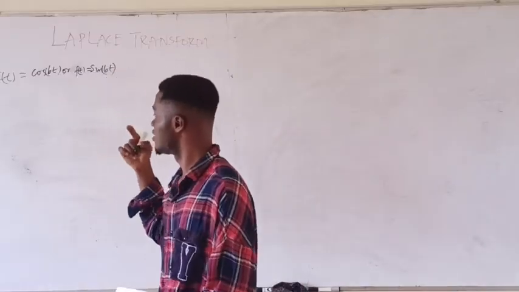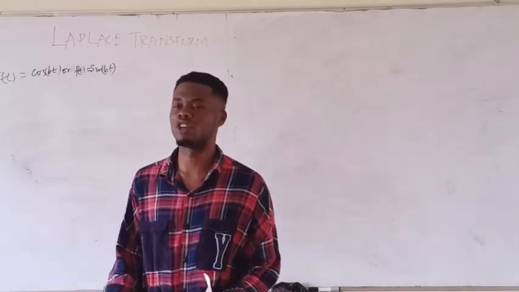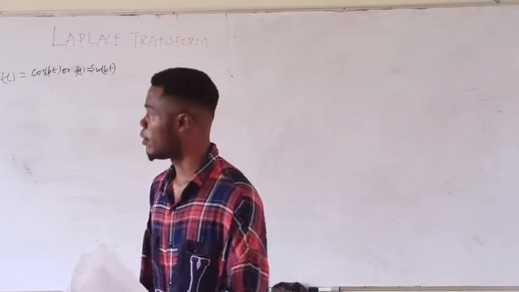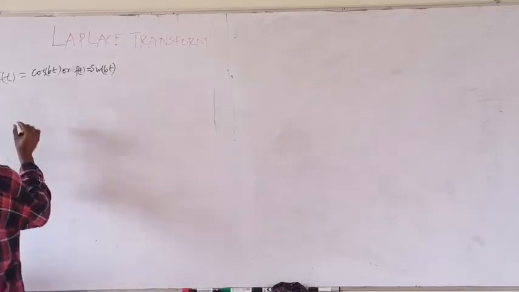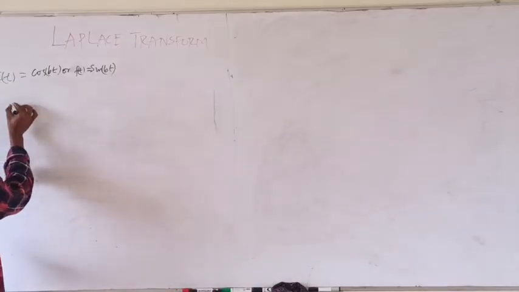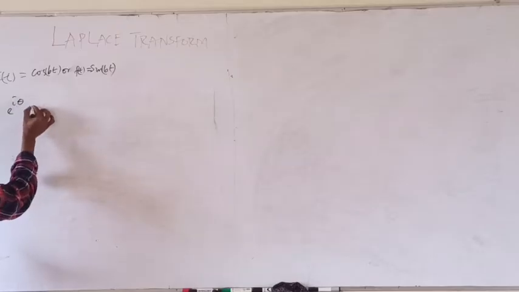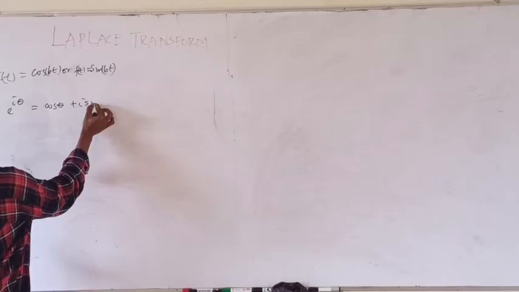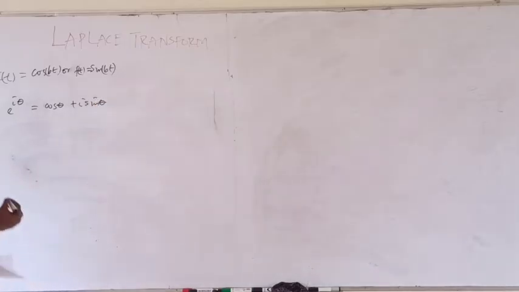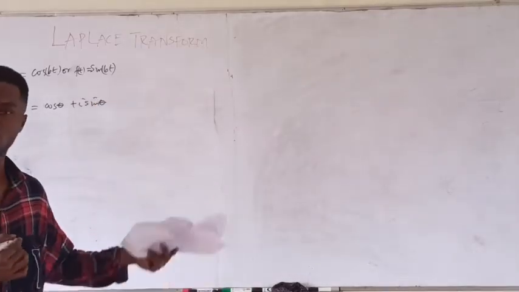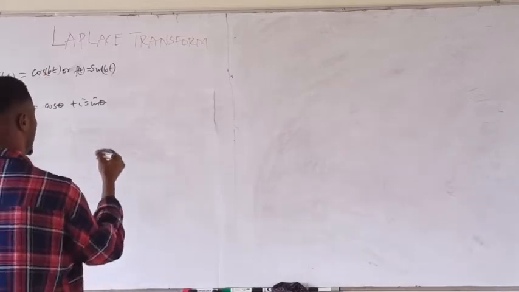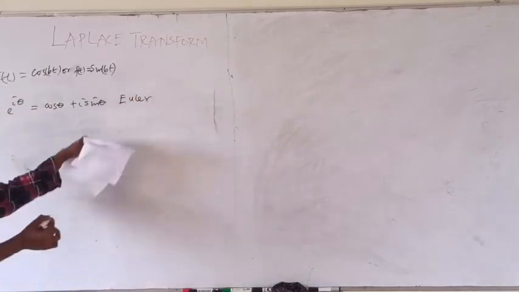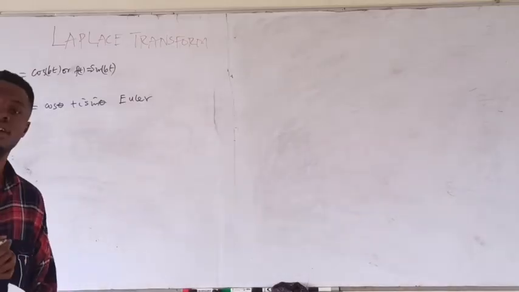So the first method is we are going to employ the knowledge of Euler's theorem, Euler's law. From our Euler's law, it states that the exponential of i theta is equal to cosine theta plus i sine theta, right? This is what it says. From our Euler's law, this is what it states, right?